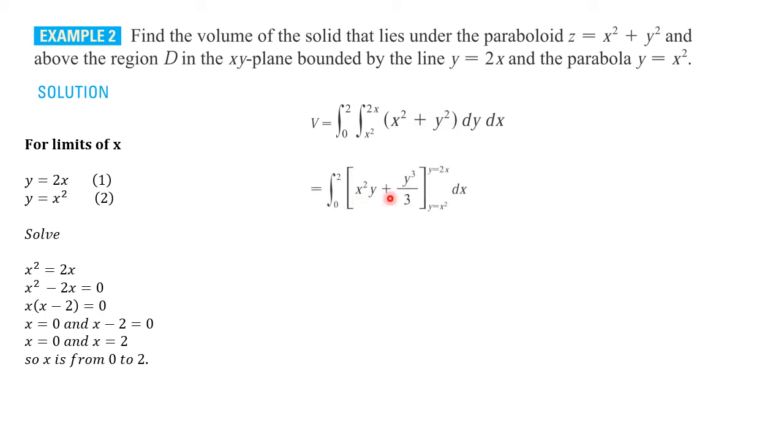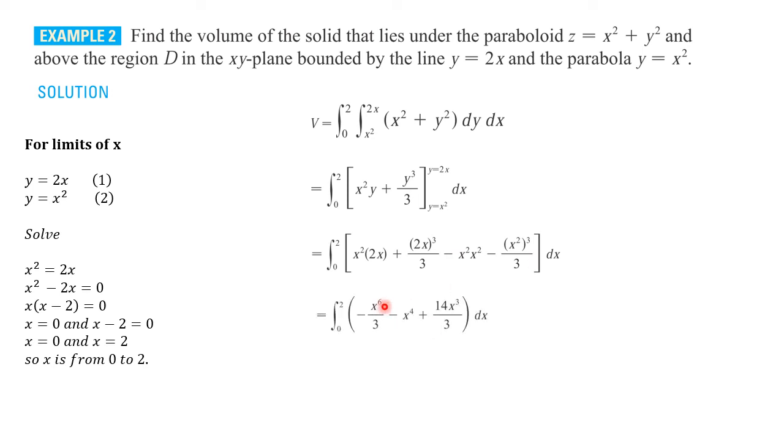We'll get x square y plus y cube over 3. Now put the limits. We'll get this expression. Simplify it. We'll get minus x power 6 over 3 minus x power 4 plus 14x cube over 3. Now integrate with respect to x. Simplify it. We'll get 216 over 35.